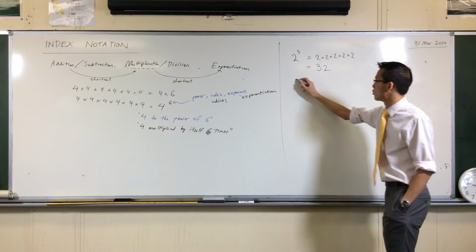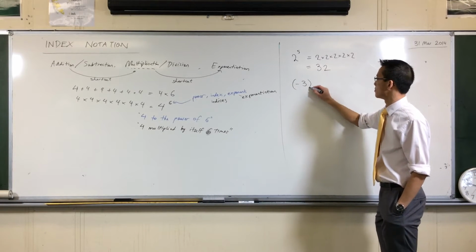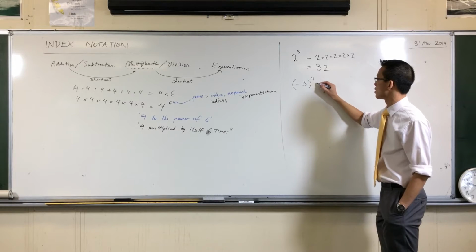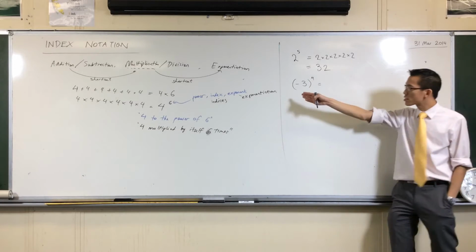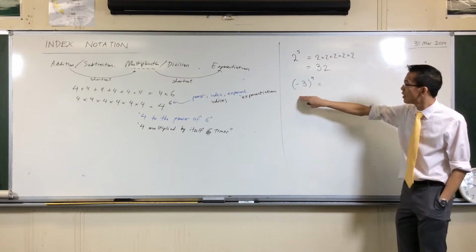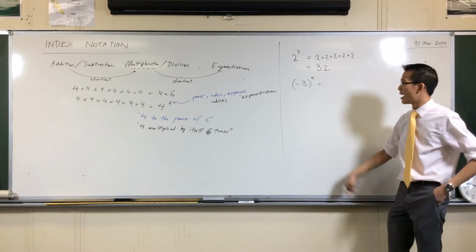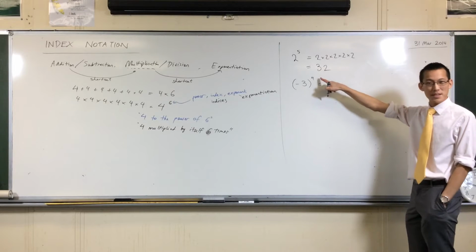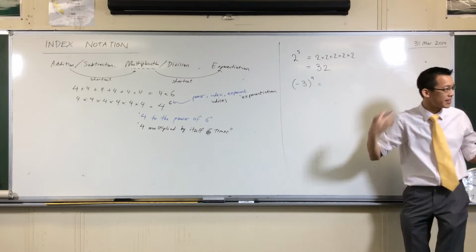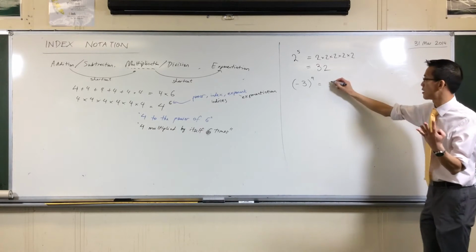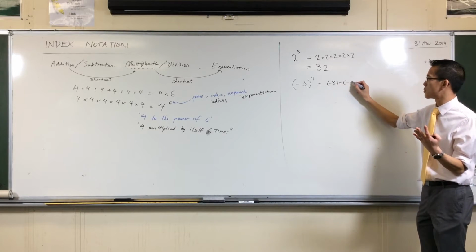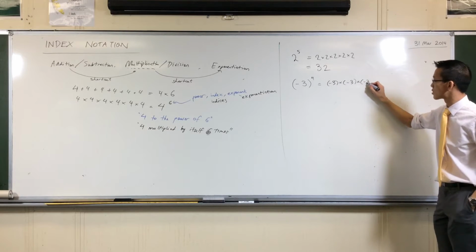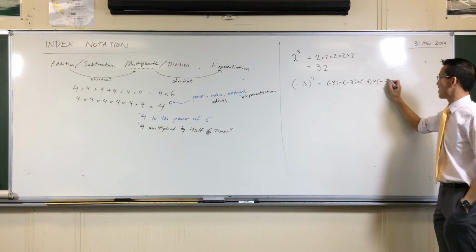How about, what would this be? Let's do that. Negative 3, I should say. Negative 3 to the power of 4. Okay. Now, brackets, be careful. I'm going to put them all the way through. Okay. So if there's a power of 4 there, I'm going to multiply it by itself 4 times. Right? So minus 3 times minus 3 times minus 3 times minus 3.